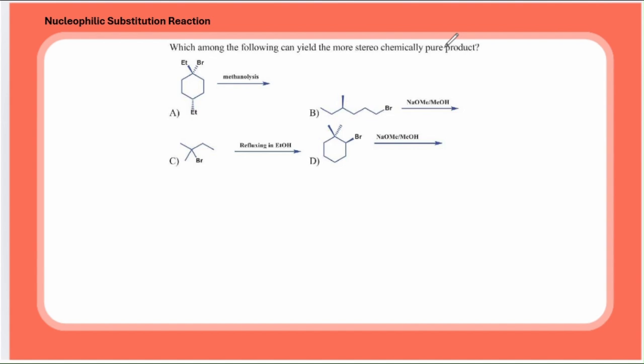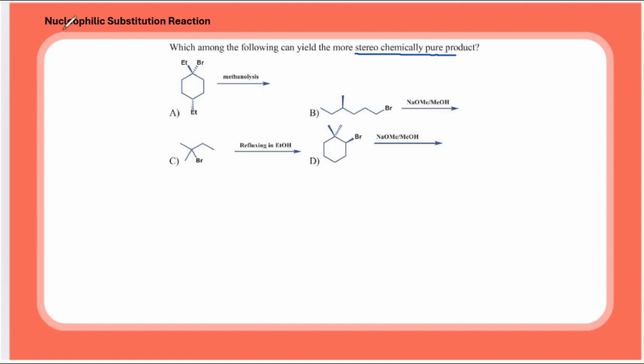A stereochemically pure product is a compound that consists of only one specific stereoisomer, meaning its molecules have the same three-dimensional arrangement. It is usually not a mixture of stereoisomers. It is composed of just one product. Now that we have understood stereochemically pure product, let's analyze the reactions given.